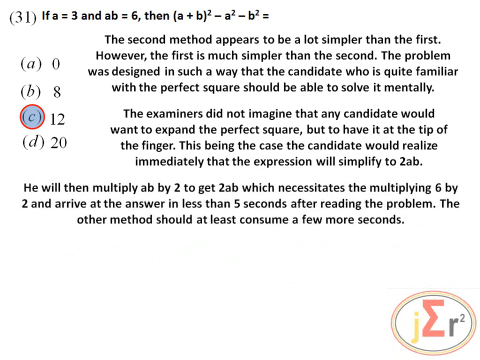We will then multiply AB by 2 to give 2AB, which necessitates multiplying 6 by 2 and arriving at the answer in less than 5 seconds after reading the problem. The other method should at least consume a few more seconds.